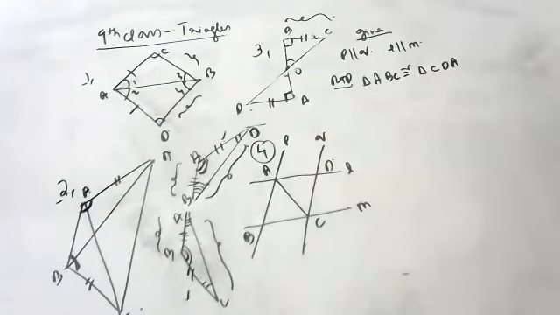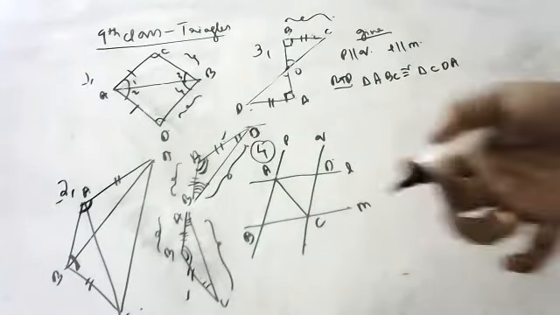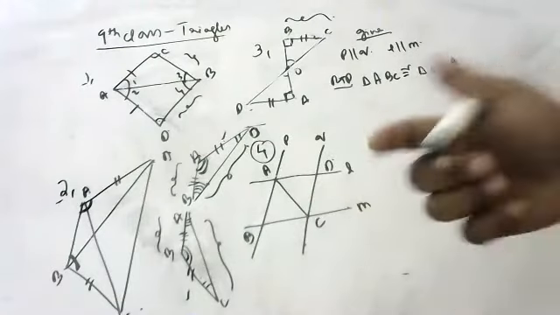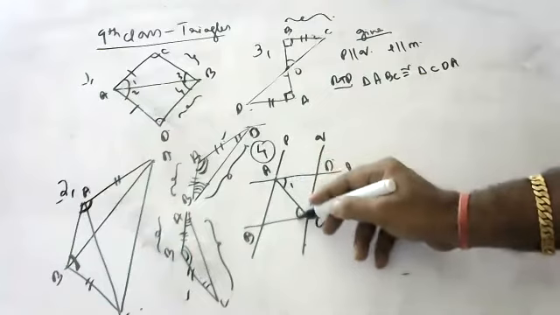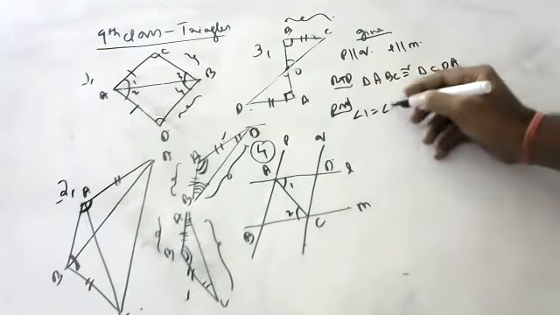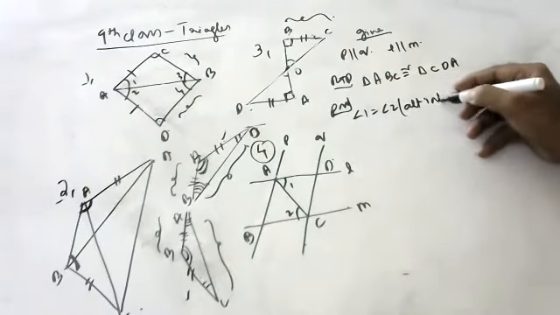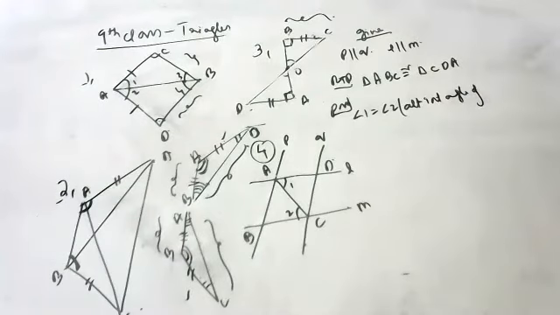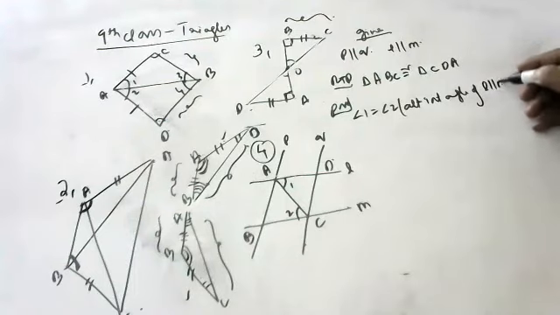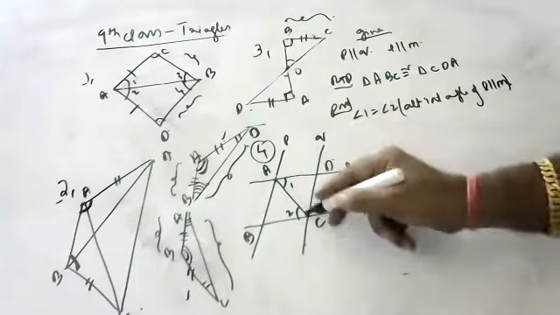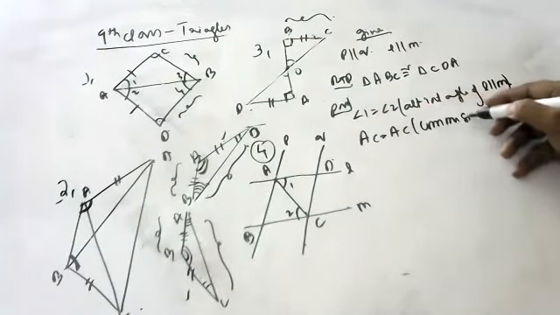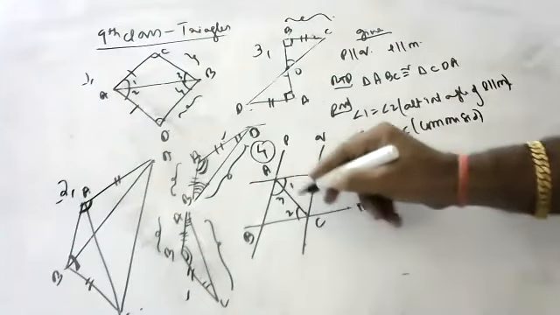So many methods are there, children. If opposite sides are parallel lines, we can say parallelogram, or else we can say like this also. Angle 1 is equal to angle 2. Why, children? Alternate interior angles, of which parallel lines? L and M. L is parallel to M. In the same way, AC is equal to AC. Why, children? Common side.